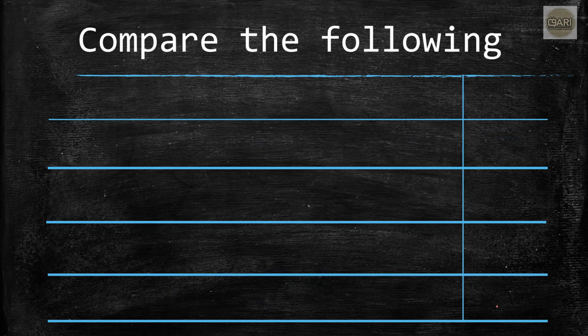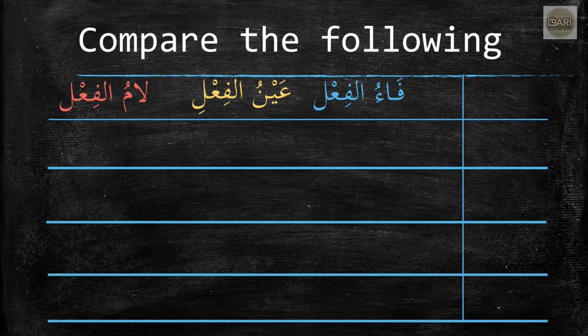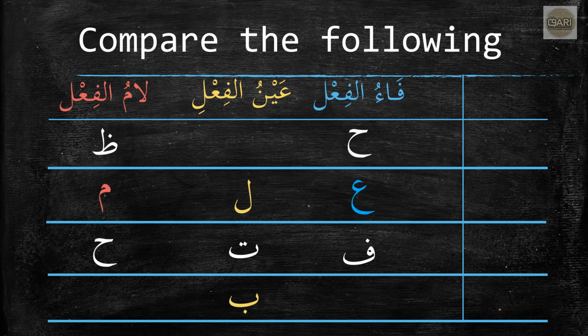So now we want to look at some more examples. So let's bring up our letters here. So we have fa, we have ain, and we have lam. All right. It's like a Jeopardy board here, isn't it? They're just coming up everywhere.